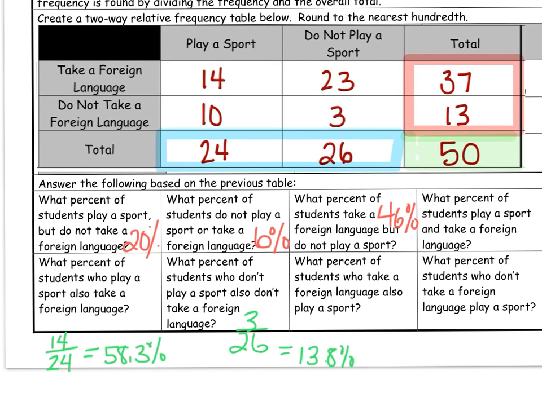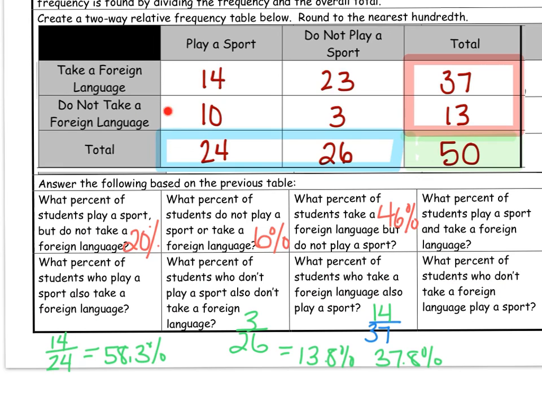So same thing with this one. What percent of students who take a foreign language? Well, how many students take a foreign language? That's 37. And of those 37, how many also play a sport? So of those 37, 14 play a sport. So 14 out of 37 gives us about 37.8%.